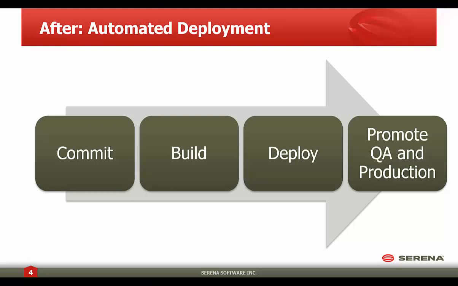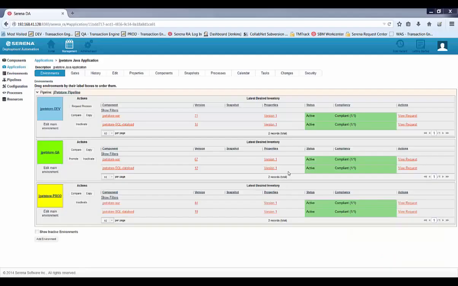With Serena Deployment Automation, I have simplified my deployment process. To deploy my new changes, I commit my code to the source code repository, then Jenkins will build my code, and then I will deploy my code by simply pushing a button to deploy it to my development environment. The remaining environments I can then promote those changes to, my QA and then my production environment. Now in Serena Deployment Automation, I will show you how I automated the entire deployment process.